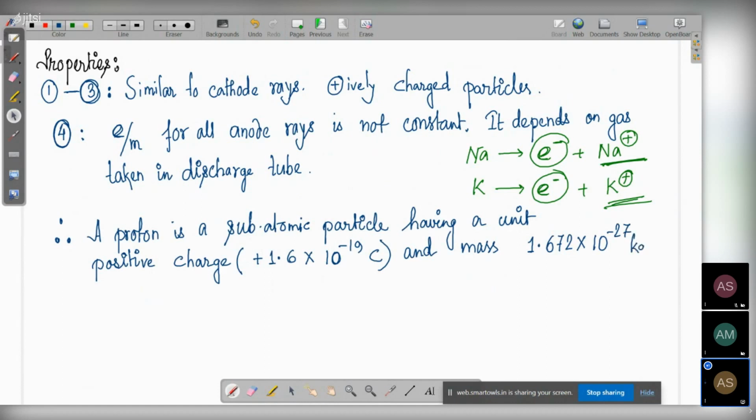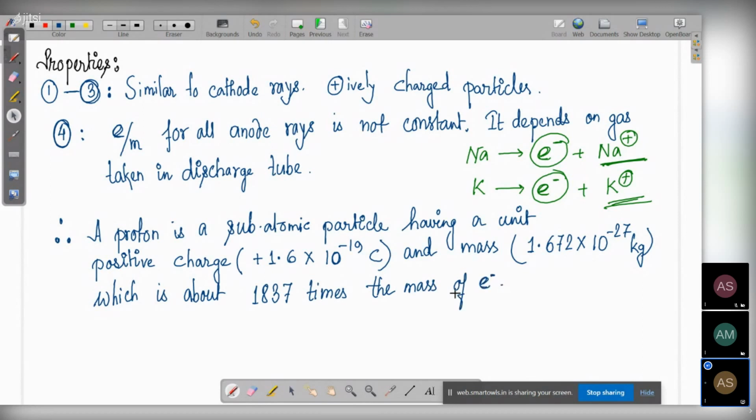No need to remember the mass of a proton. This is just for the definition. What you need to remember is that it is about 1837 times the mass of an electron. So a proton is 1837 times heavier than an electron. Okay, so this is the definition of a proton.